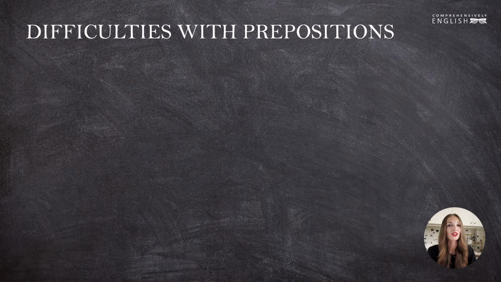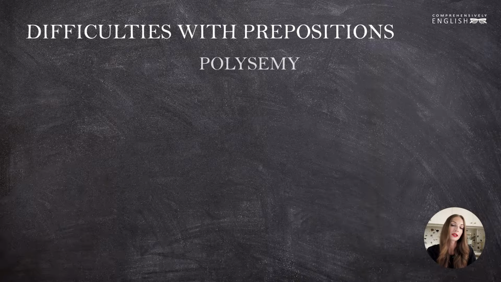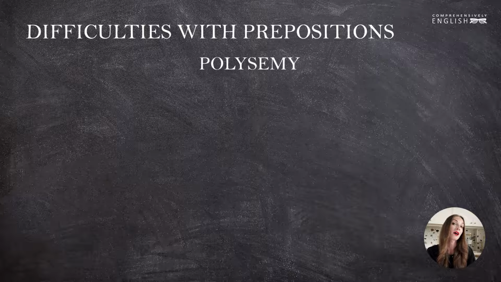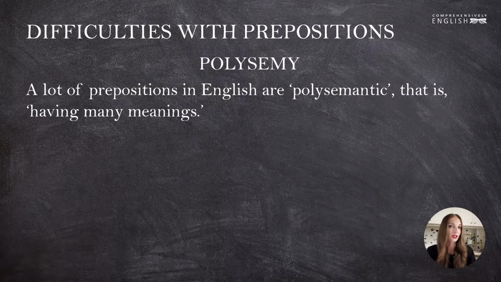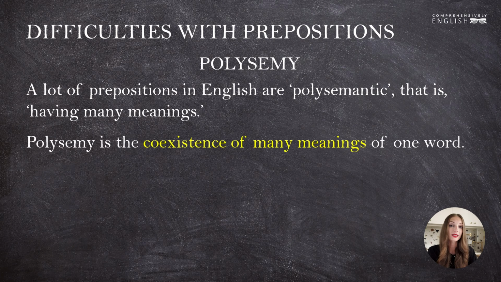Now, what makes prepositions difficult for English learners? There are several reasons why they are a little bit challenging to those who study the English language. I would say that the first reason is their polysemy. We have already discussed for and throughout, and you might have noticed that some other prepositions have different meanings. They express different relations, and in linguistics we say that they are polysemantic. So polysemy is the coexistence of many different meanings of one word. The preposition for is a good example of prepositions with many meanings.